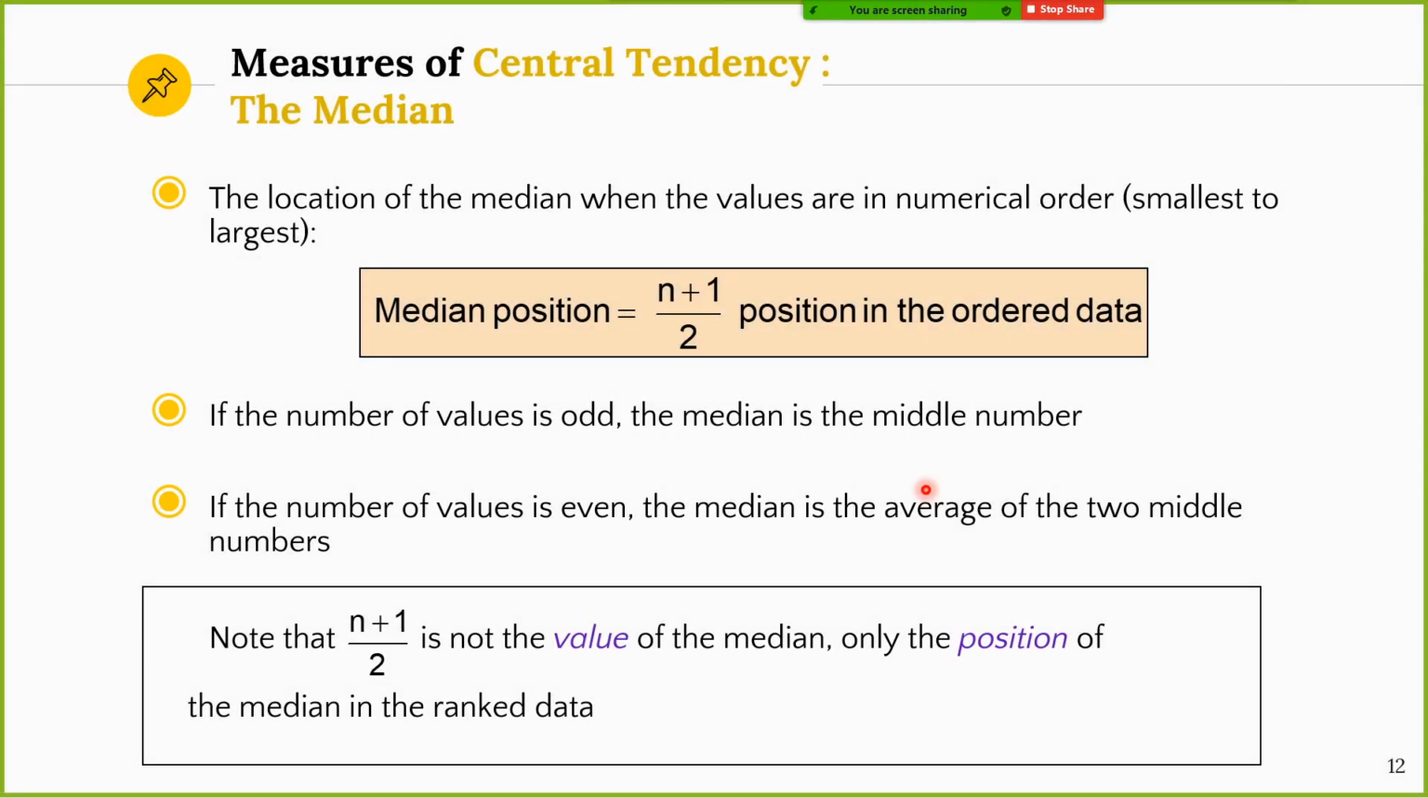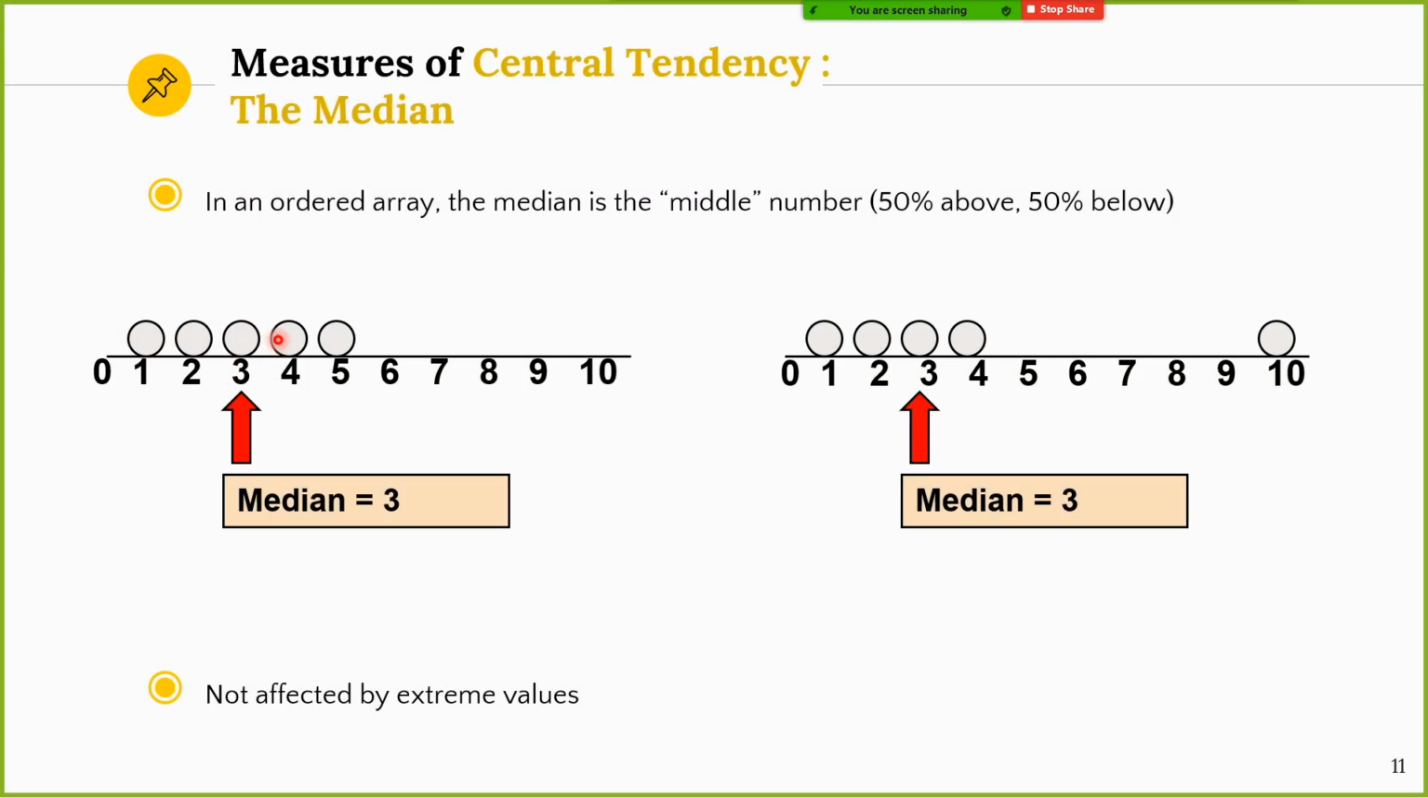This is the formula for the median. It's super simple. The median position is n, the sample size that you have, plus 1, divided by 2. So for this example, n is 5 data, right? So n plus 1 is 6, divided by 2. So you have 3. So the middle number is the 3, not 3 by value, but rank number 3. You can see in this one.